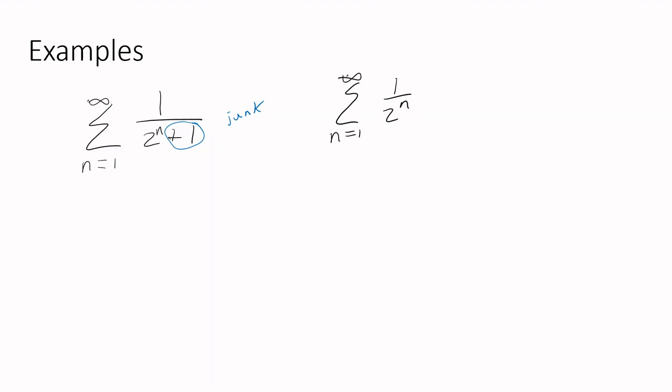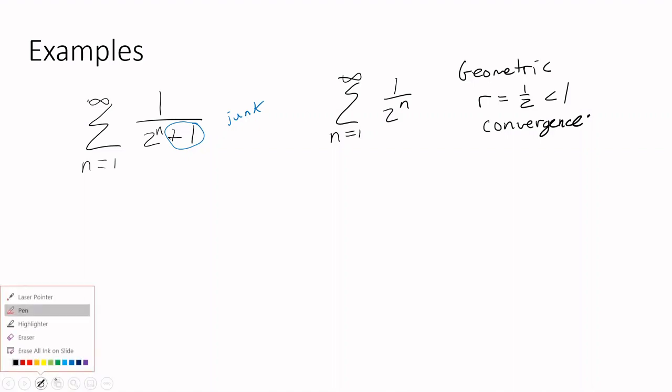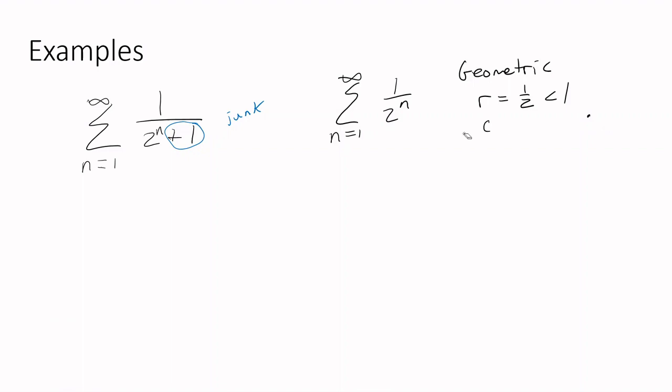Well, we've done this a couple times. Now this is geometric, and if you do the work here, you're going to get r is equal to 1/2, which is less than 1, and converges. So make sure you can go through and do that. So you know that this one converges as soon as you find what r is.